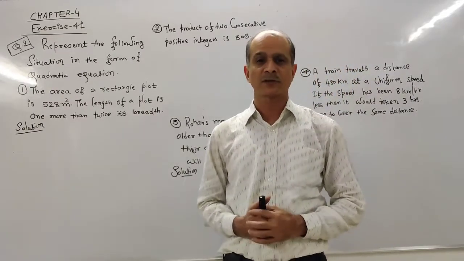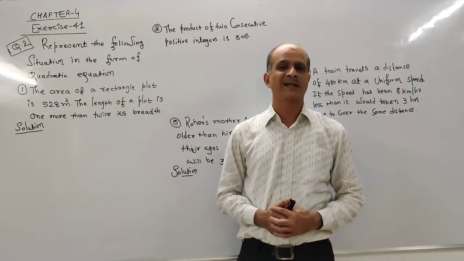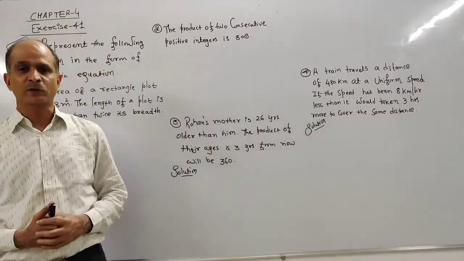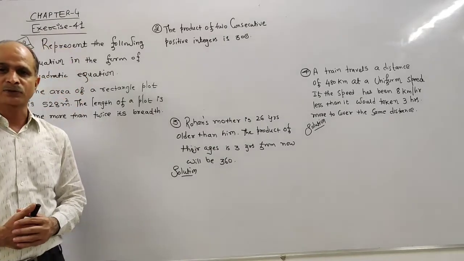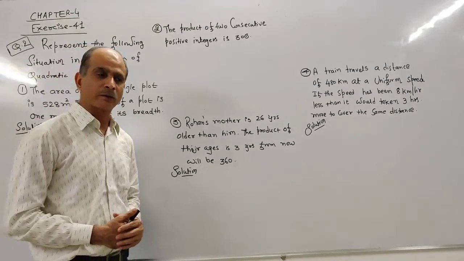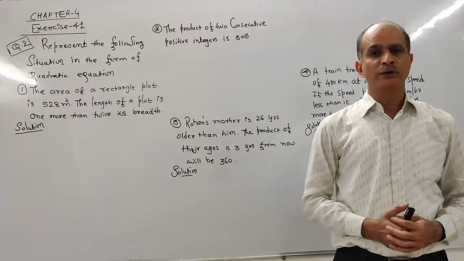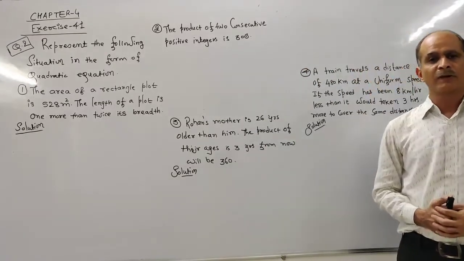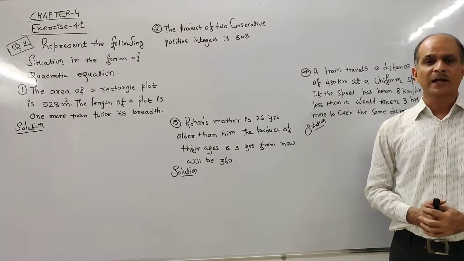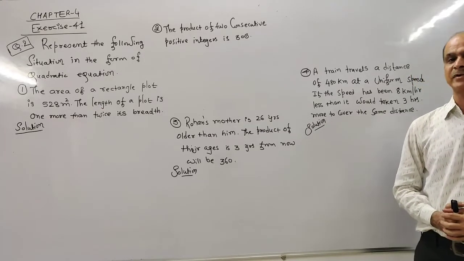The first concept was the general form of a quadratic equation, and that is ax square plus bx plus c is equal to 0, where a, b, c belong to R and the necessary condition is a is not equal to 0. Then we discussed the solution of a quadratic equation. The value of x which satisfies the equation is known as the solution of a quadratic equation.